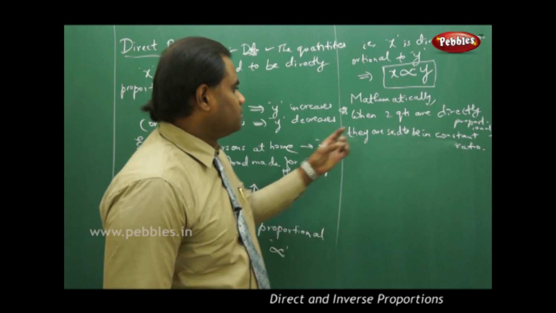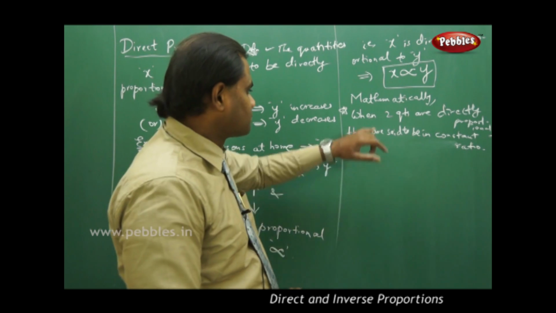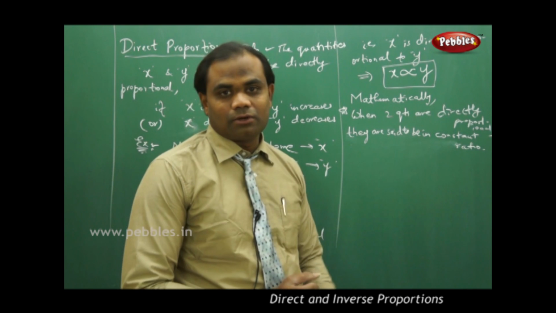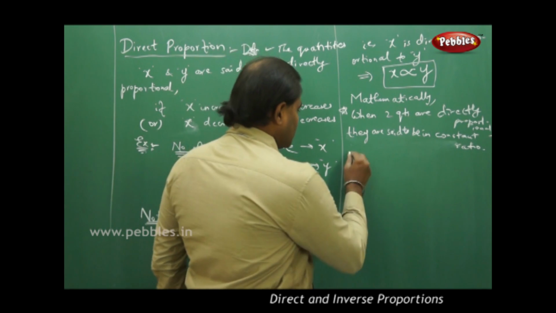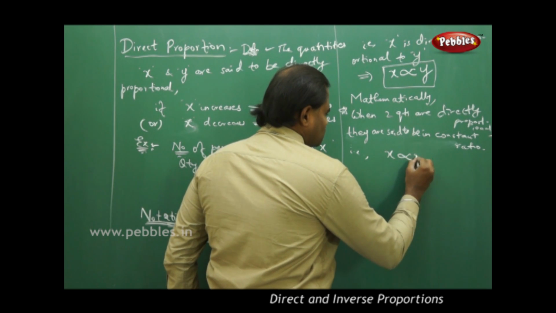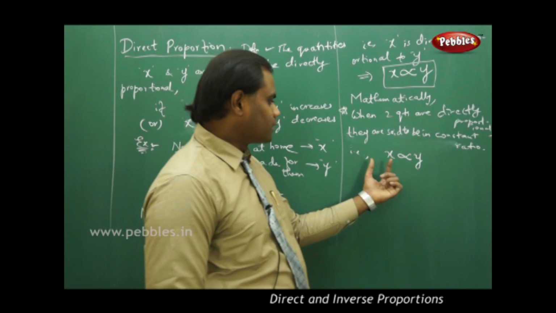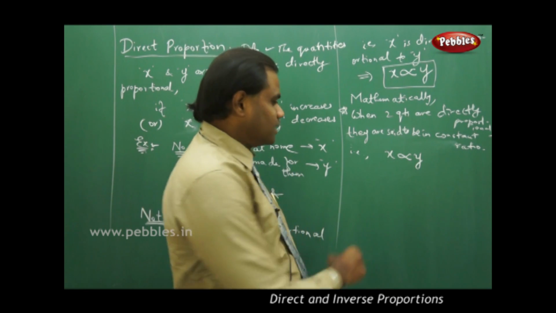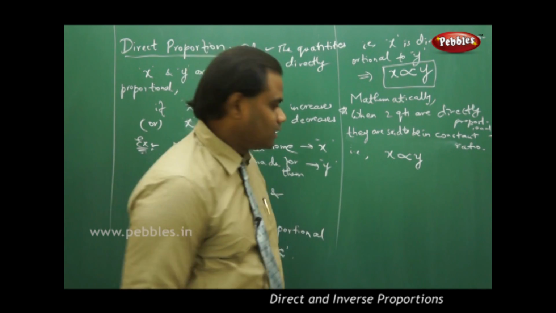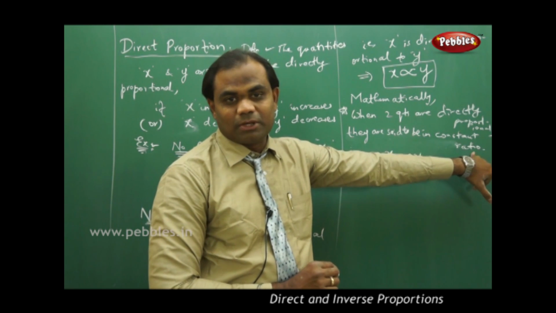Therefore, mathematically, we have the concept, the law of nature, which says that when two quantities are directly proportional, they are said to be in constant ratio. That is, when I have x directly proportional to y, as denoted with the symbol of direct proportionality, the two quantities x and y are directly proportional. That is, the quantity x is directly proportional to quantity y implies the ratio must be constant.